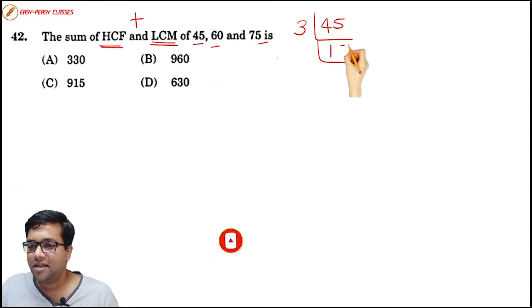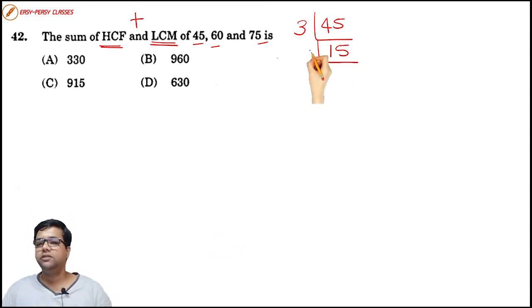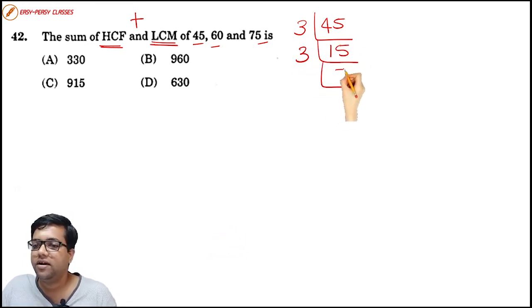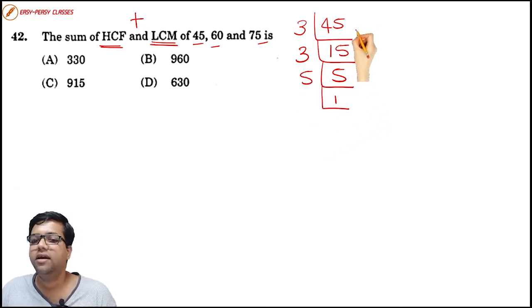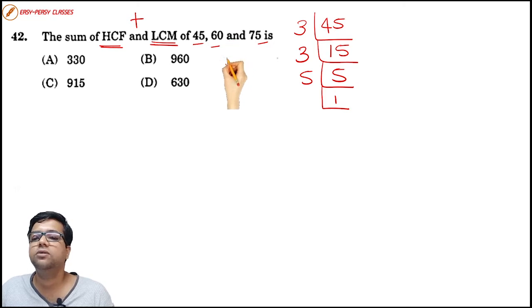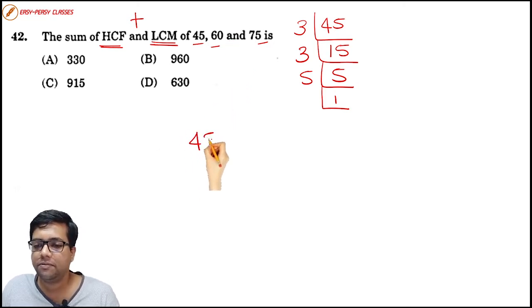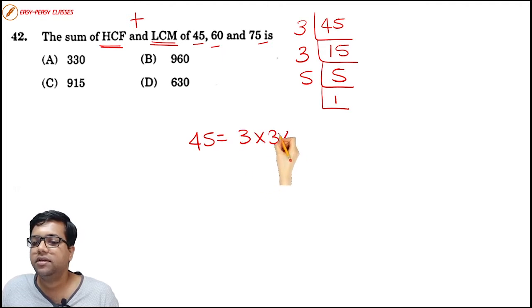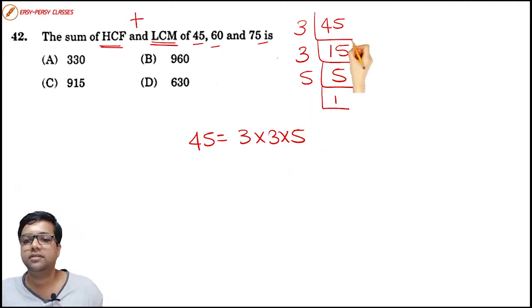15 3s are 45, 3 5s are 15, and 5 1s are 5. Okay, we are done with 45. Let me write, 45 is equal to 3 into 3 into 5. These are the prime factors of 45.